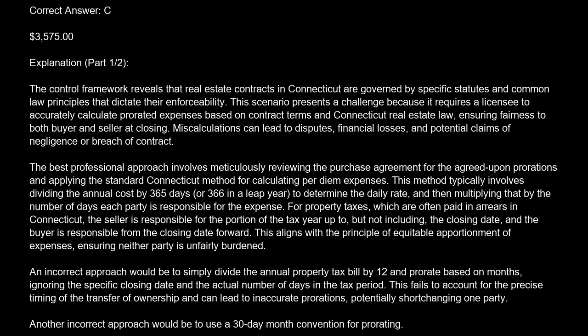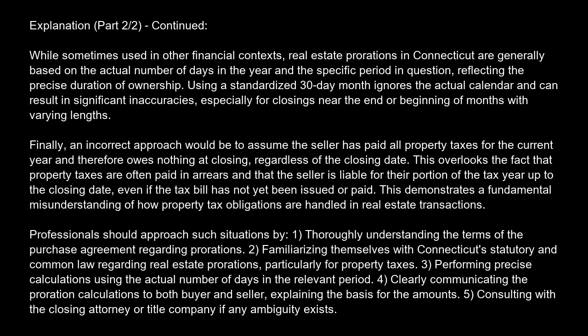An incorrect approach would be to simply divide the annual property tax bill by 12 and prorate based on months, ignoring the specific closing date and the actual number of days in the tax period. This fails to account for the precise timing of the transfer of ownership and can lead to inaccurate prorations, potentially shortchanging one party. Another incorrect approach would be to use a 30-day month convention for prorating. Sometimes used in other financial contexts, real estate prorations in Connecticut are generally based on the actual number of days in the year and the specific period in question, reflecting the precise duration of ownership. Using a standardized 30-day month ignores the actual calendar and can result in significant inaccuracies, especially for closings near the end or beginning of months with varying lengths.